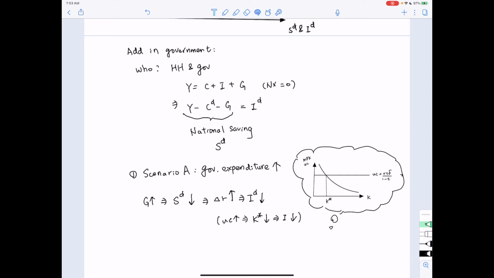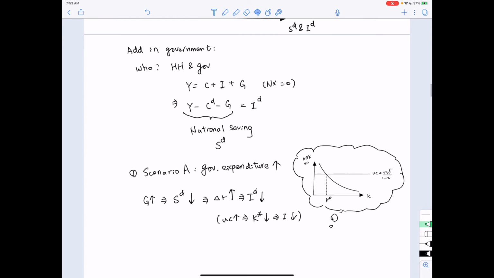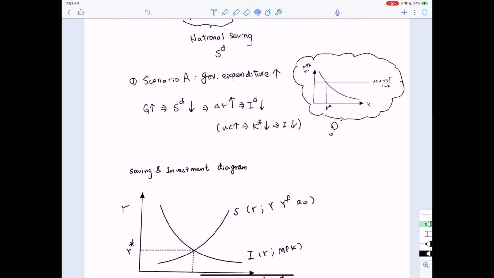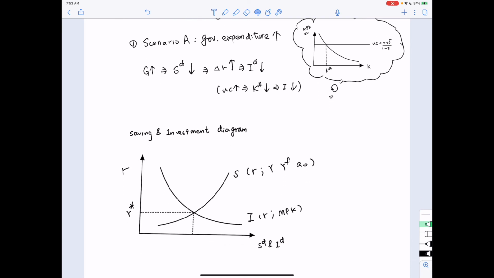So here we have the relationship between the user cost and the fall in investment. How could the whole process happen? Let's take a look at the saving and investment diagram we learned earlier and see how the equilibrium changes when we add government expenditure. We argued that when government expenditure increases, it causes desired saving to fall, the real interest rate to rise, and the desired level of investment to fall. How could that happen in the saving and investment diagram?